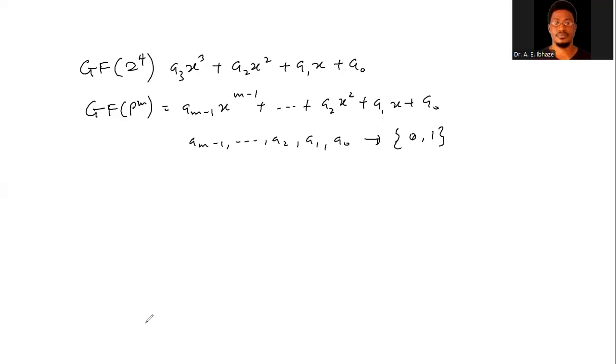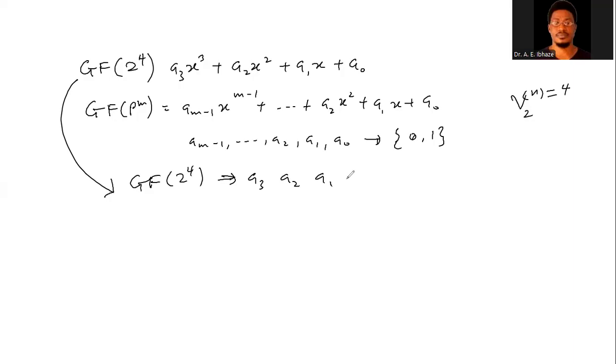But now, remember our vector space is of length n. So the length now is equal to 4. So what will be the coefficients? It means we now have 4 coefficients for this. So for the Galois field 2 to the 4, we have a_3, a_2, a_1, a_0. Is that clear? Yes, sir.